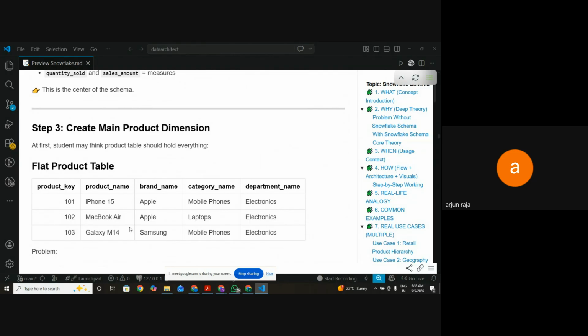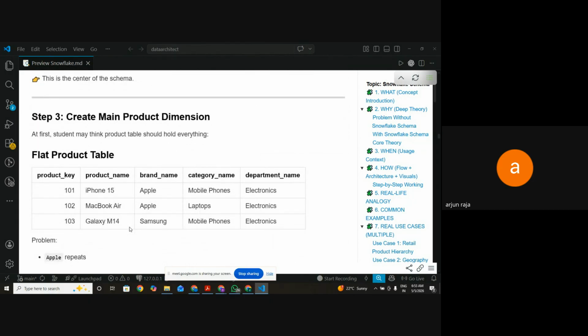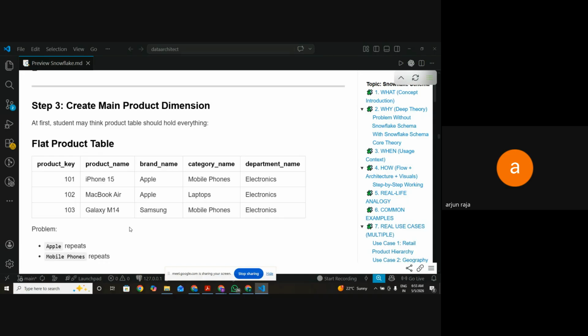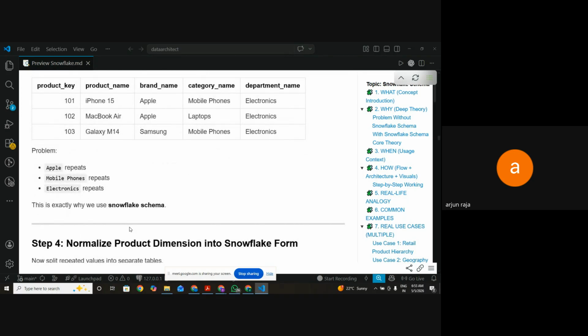Create the main product dimension, a flat product table. At first, a student may think the product table should hold everything: product key, name, brand, category name, department, everything. Product table we are storing, right? Then the problem: Apple repeats, mobile phone repeats, electronics repeats. Department from electronics, mobile phones, yeah.